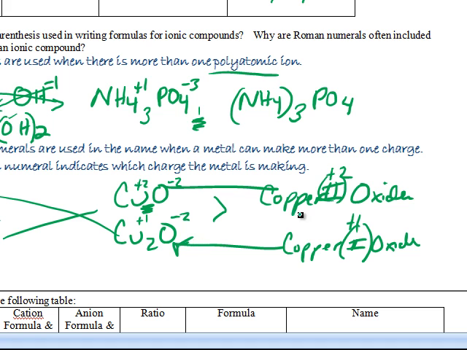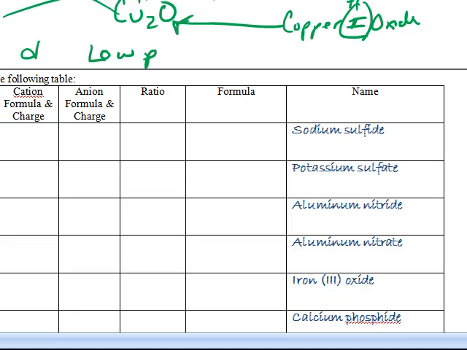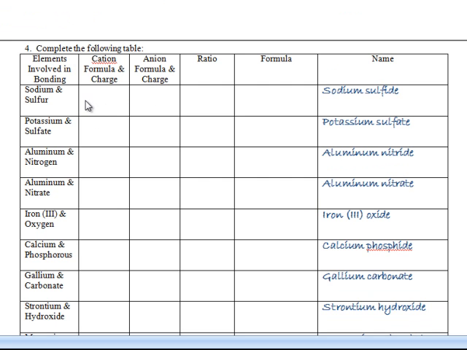Okay? So Roman numerals for ions, usually they're in the D block or low P, way down low in the P block. Those are the ones that you're going to have to check to see if they make more than one charge, and we're going to give you a reference sheet to help you out with that. Okay, let's tackle this table here.